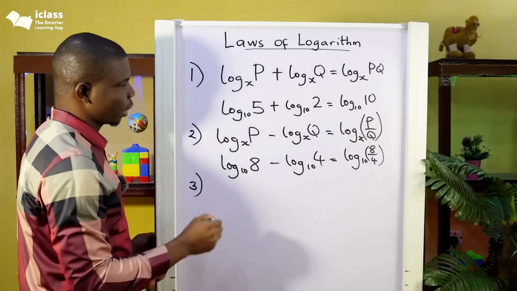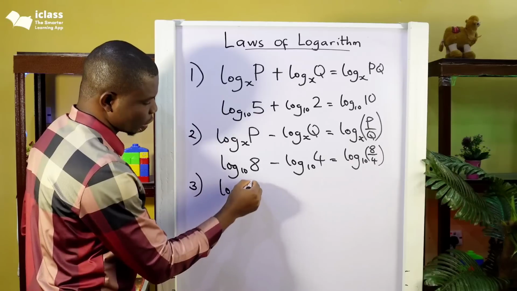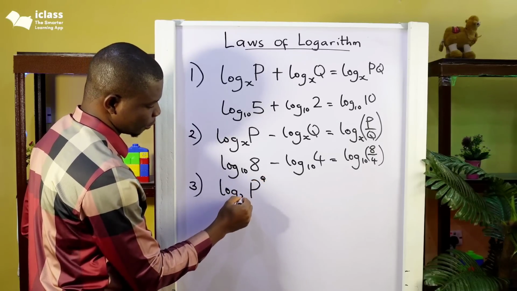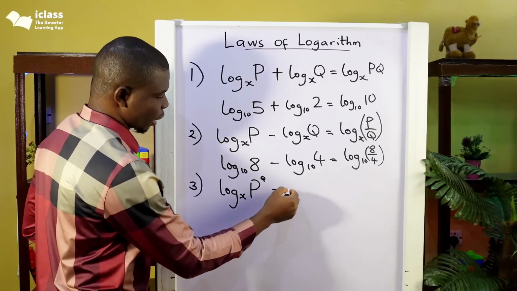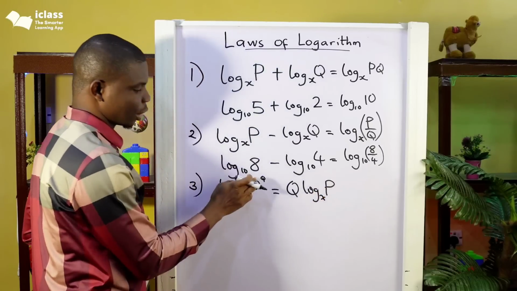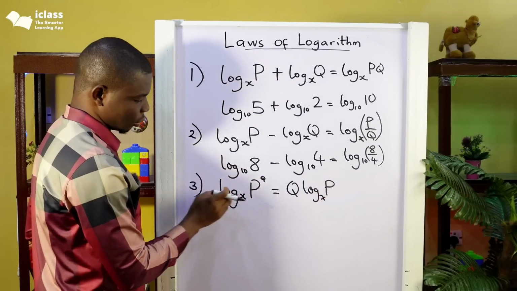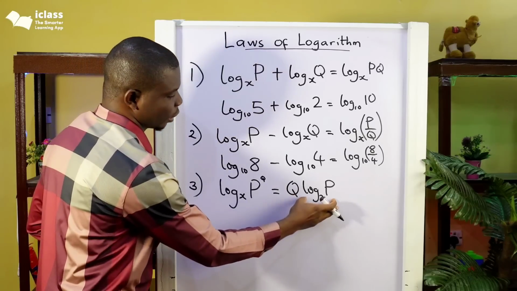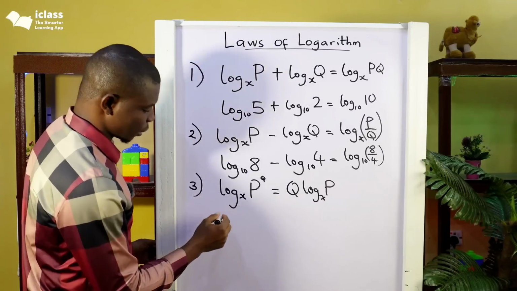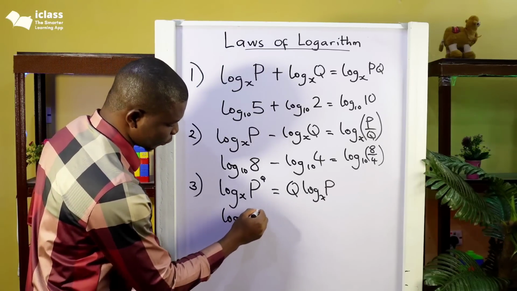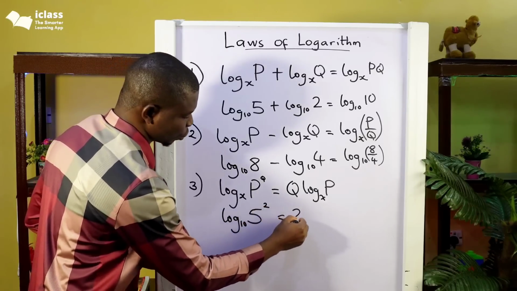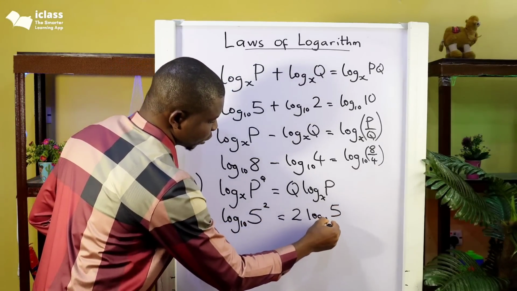Number 3, if you have log, let's say p to the power q base x, you can write this as q log p base x. So this power, you can bring it in front here to multiply the logarithm here. If I want to give an example, let's say log 5 raised to power 2 base 10. This will give us 2 log 5 base 10.